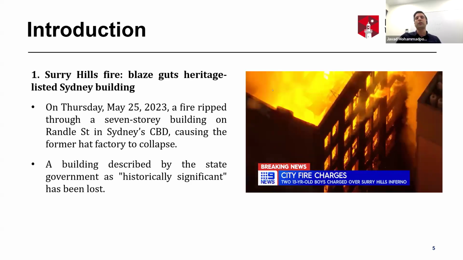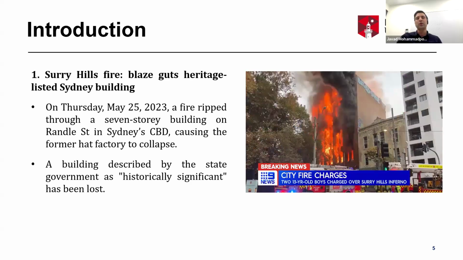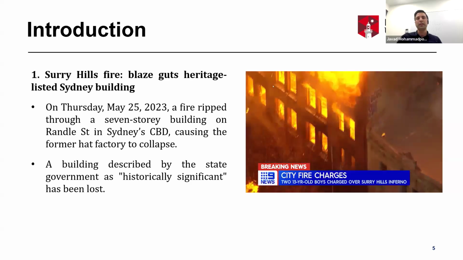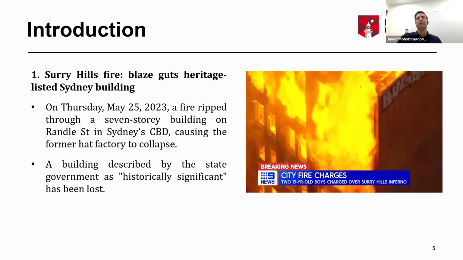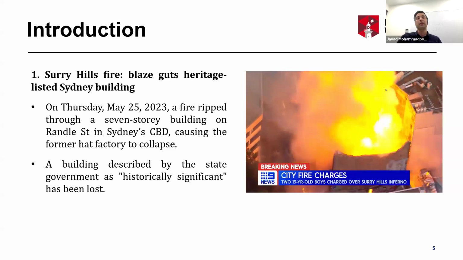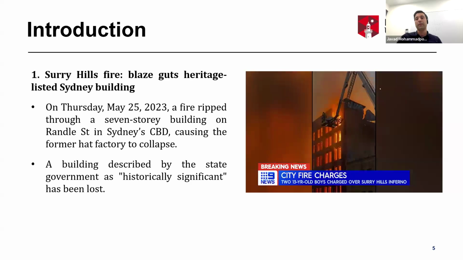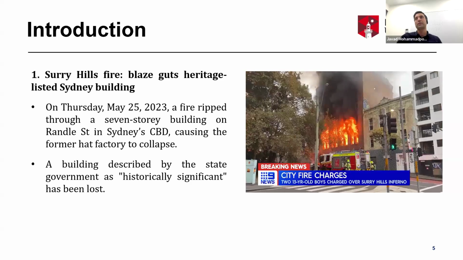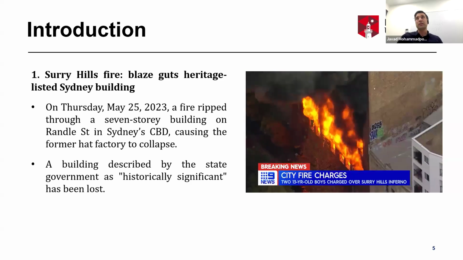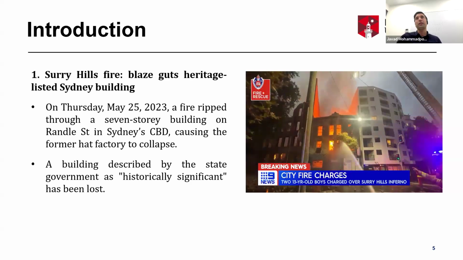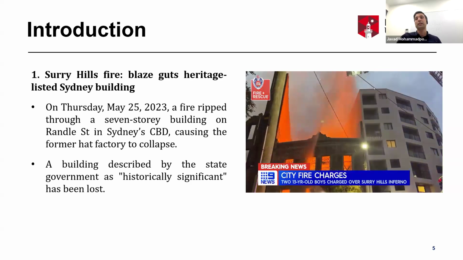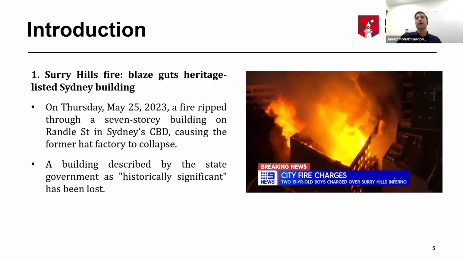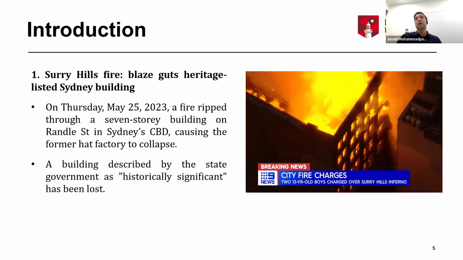So on Thursday 25th May 2023, a fire ripped through a 7-story building on Randle Street in Sydney CBD that caused the former hat factory to collapse. It means that we lost one of our heritage buildings, and two 13-year-old boys were charged over this disaster. In the next slide, I have provided a detailed report about this. It was not, to be honest, a fire. It was an inferno, and everybody got shocked about this news.